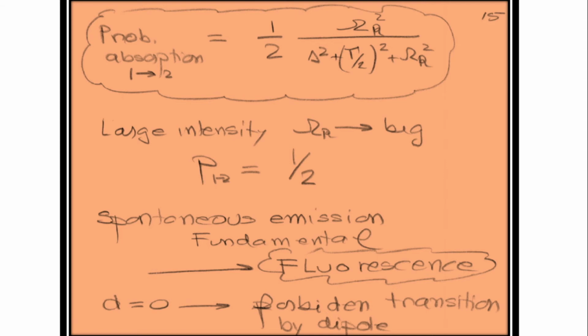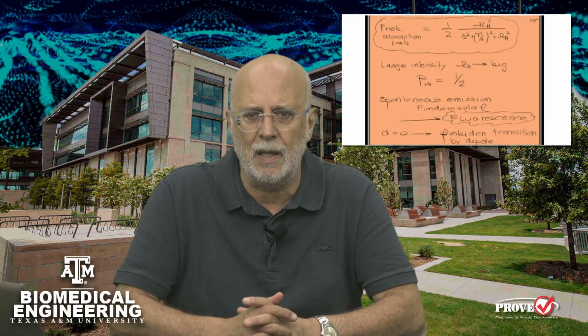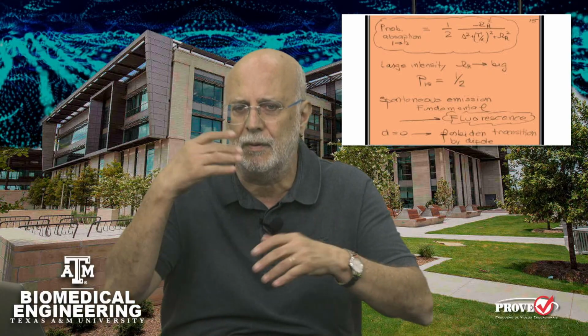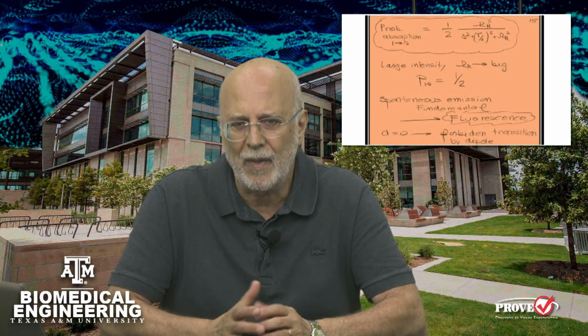Spontaneous emission is fundamental here because it's the origin of fluorescence. And if the dipole is equal to 0, this is what we call a forbidden transition. They don't take place. And then you need the higher order transitions. And then it's not the electric dipole transition, but the quadrupole and so on will come.